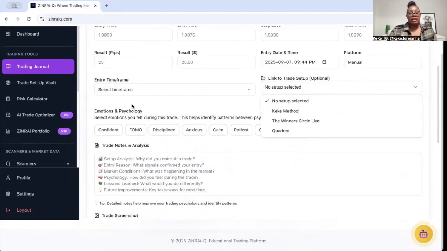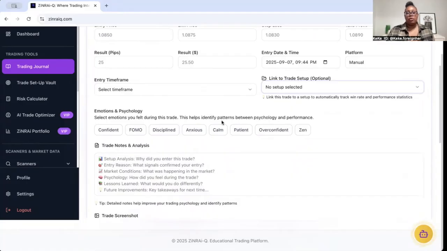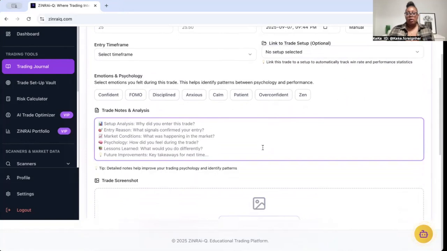Okay. So next here we have our time frame. It's important to know what time frame you took those trades on, just so you can backtest even more. When we look into how you felt, were you confident? Did you have FOMO? Was everyone else in a trade and you weren't in a trade? Were you disciplined in your decision to execute that trade? Were you feeling anxious, nervous, calm, patient? Were you overconfident? Were you zen? What were you feeling when you executed that trade?